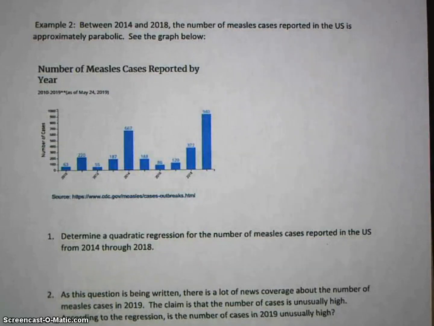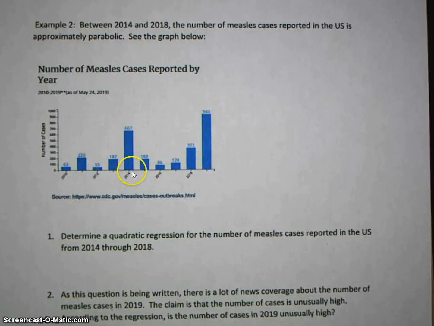Between 2014 and 2018, the number of measles cases reported in the US is approximately parabolic. See the graph. So we're looking from here to there. And yeah, it does kind of look like a parabola. Determine a quadratic regression for the number of measles cases reported in the US from 2014 to 2018.